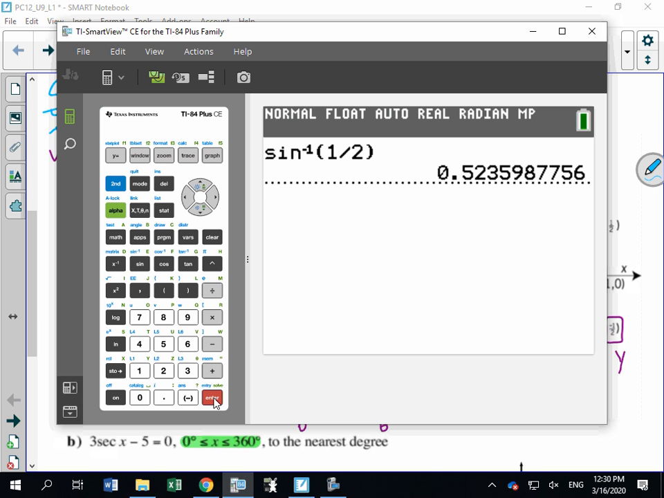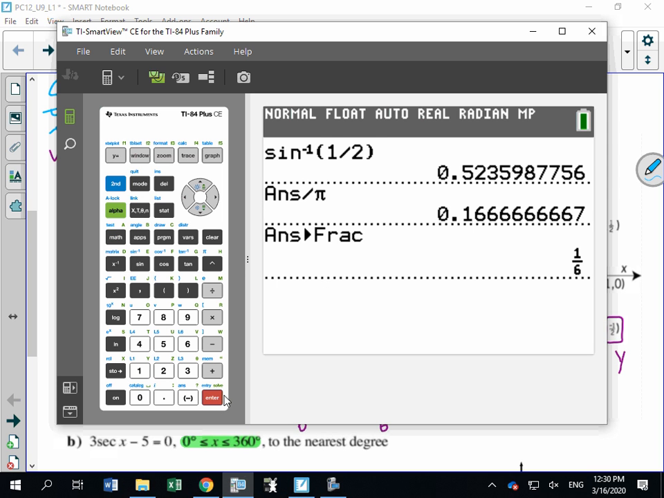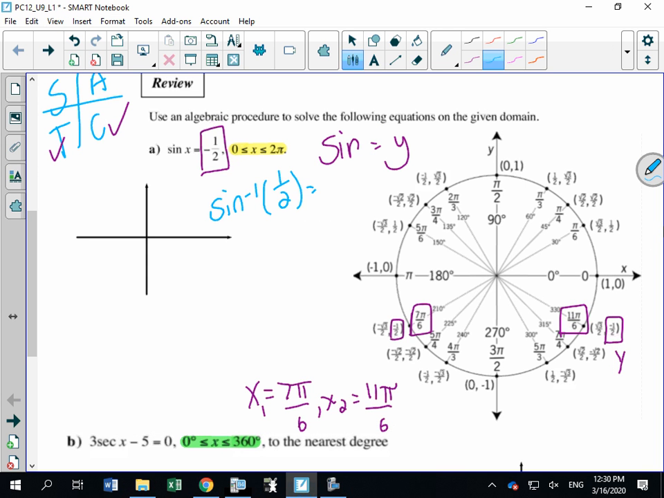And remember how I showed you, what would this be in radians? Divide this answer by pi, and then hit your math fraction. So my reference angle in radians is pi over 6, or 1 pi over 6. That is equal to, instead of theta r, I'm going to call it xr. So my reference angle is pi over 6. Here would be my reference angle, and this guy is pi over 6.